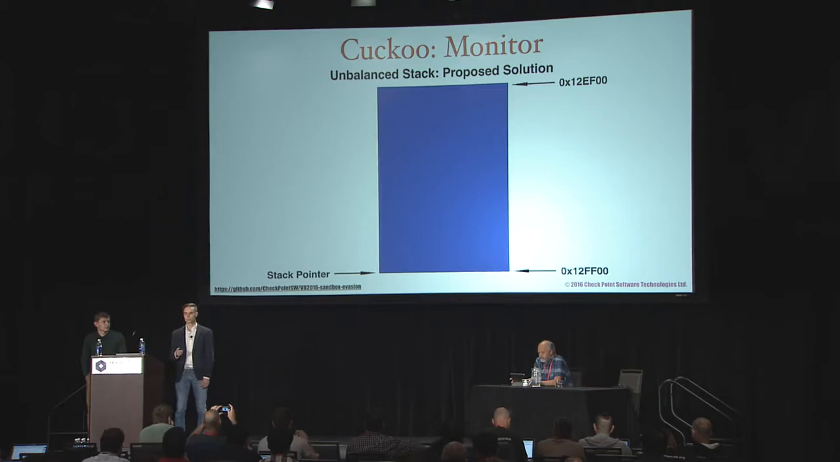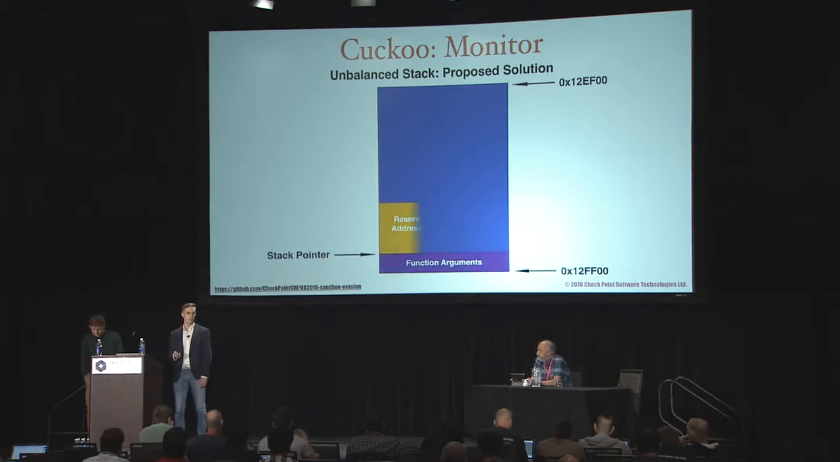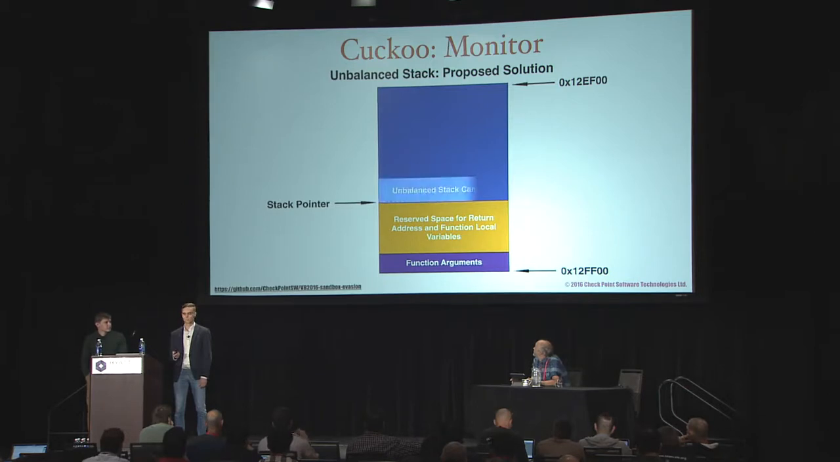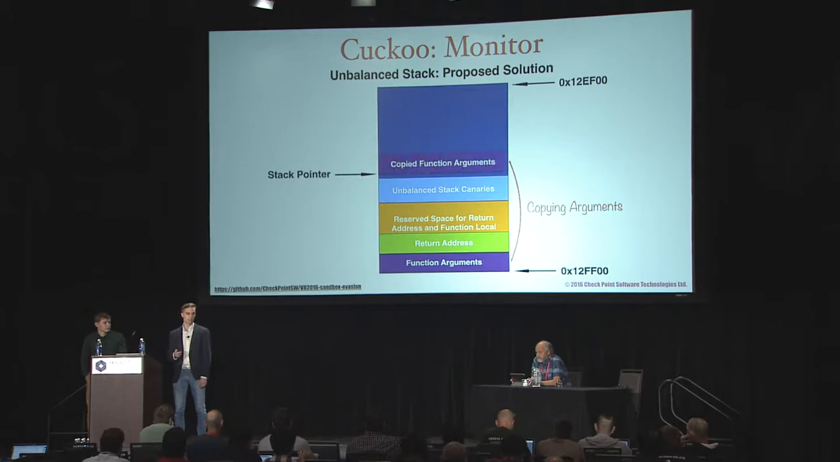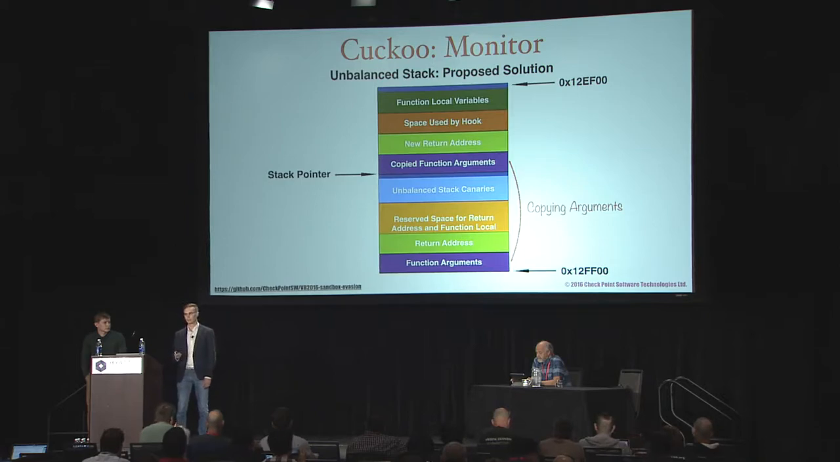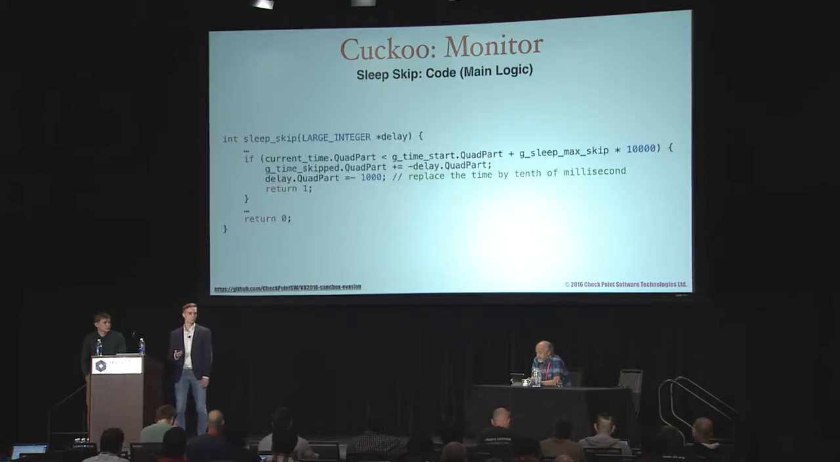One of the proposed solutions is, of course, usage of kernel mode hooking, but if you want to stay with user mode, the following tactics may be applied. We move through the same steps as previously. But what we do in our hook, we move the stack pointer to an address lower than the unbalanced stack canaries, and we copy the function arguments. And only after that, we call our hooked function. As we can see, the space used by the hook and the space used by function local variables does not affect the unbalanced stack canaries at all.